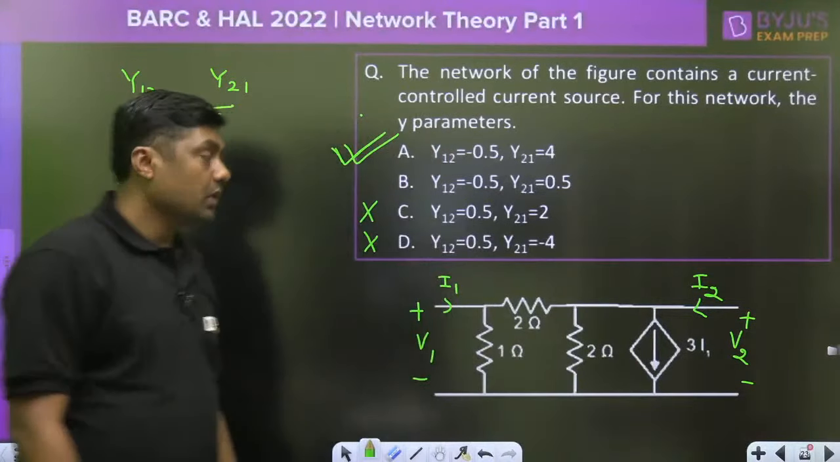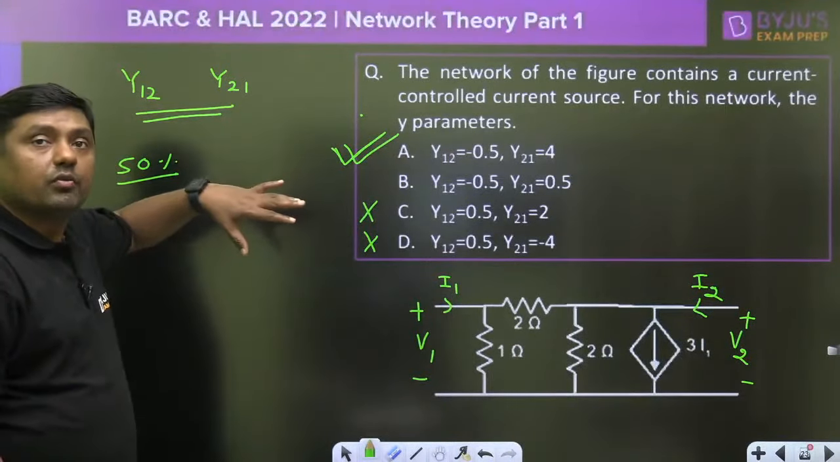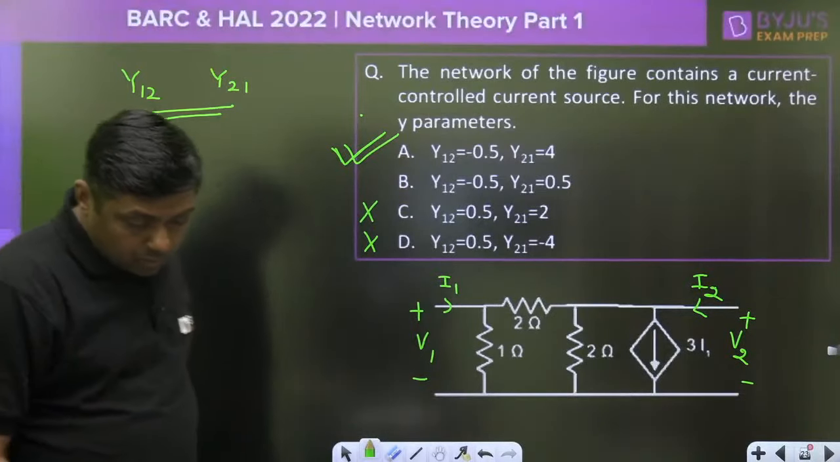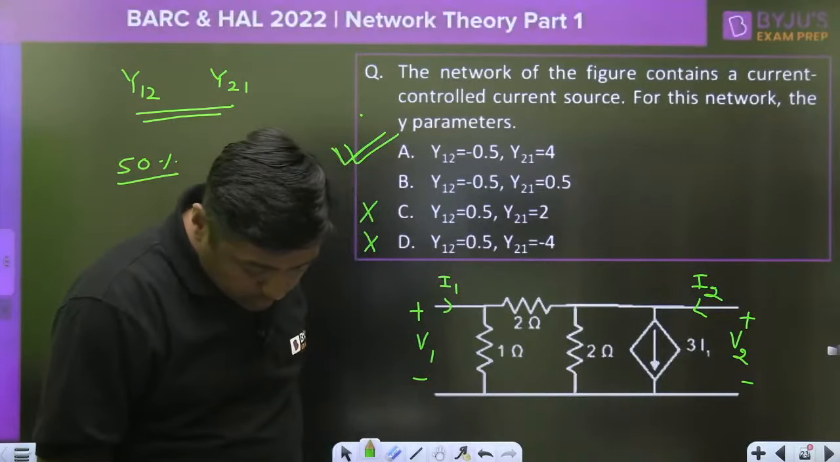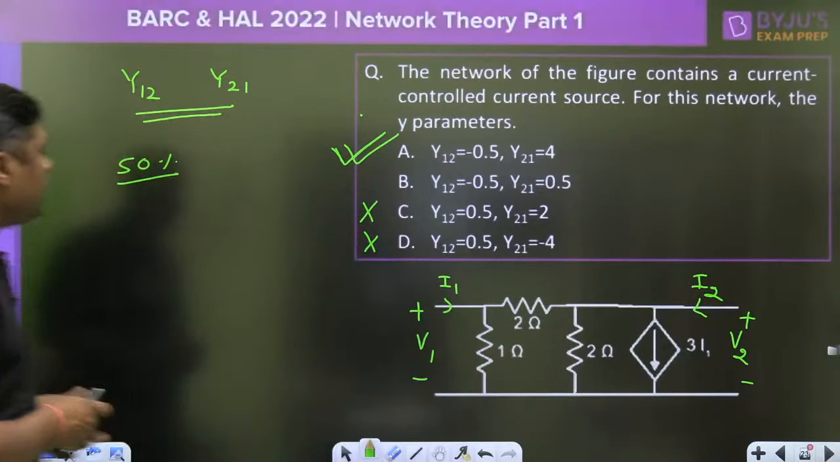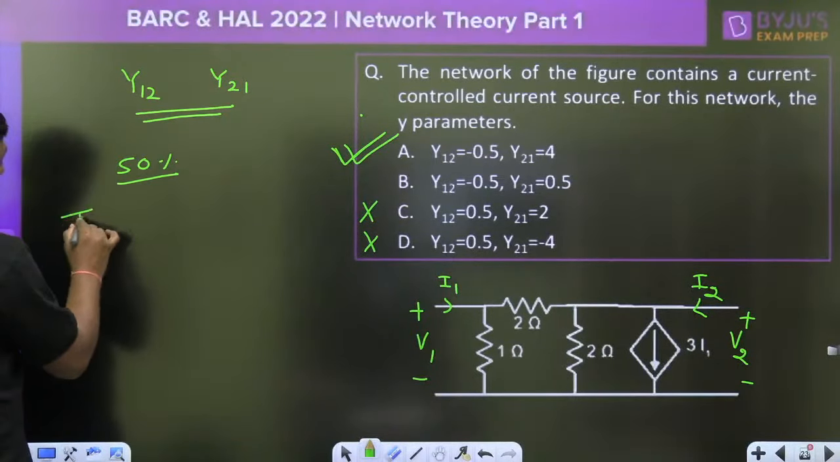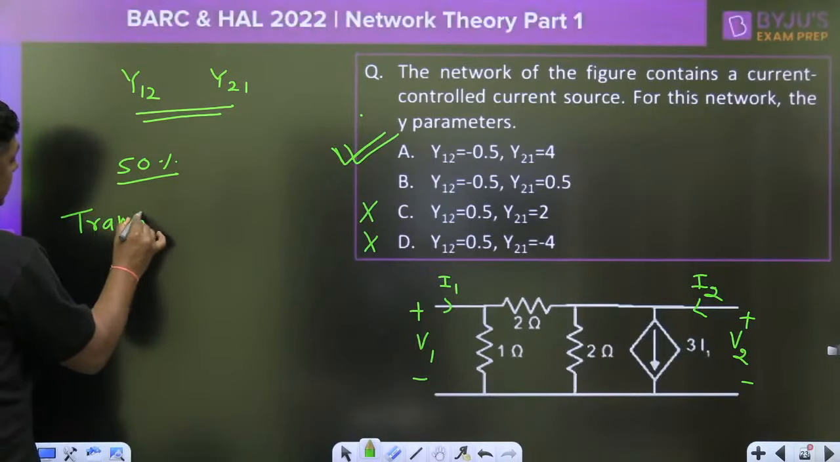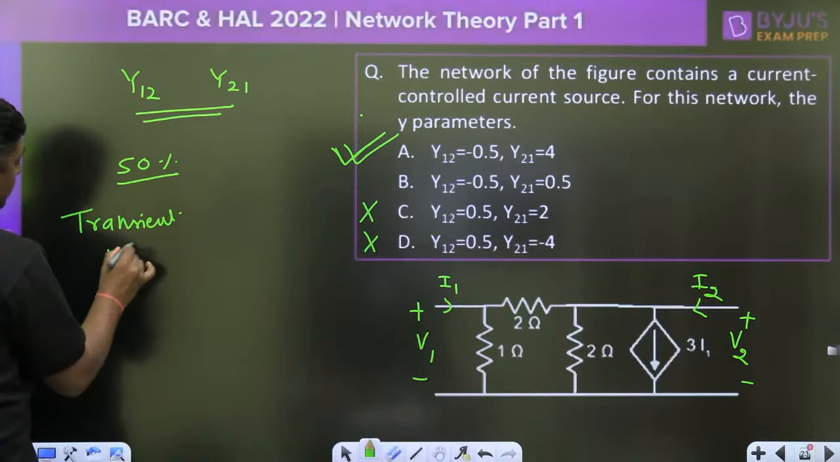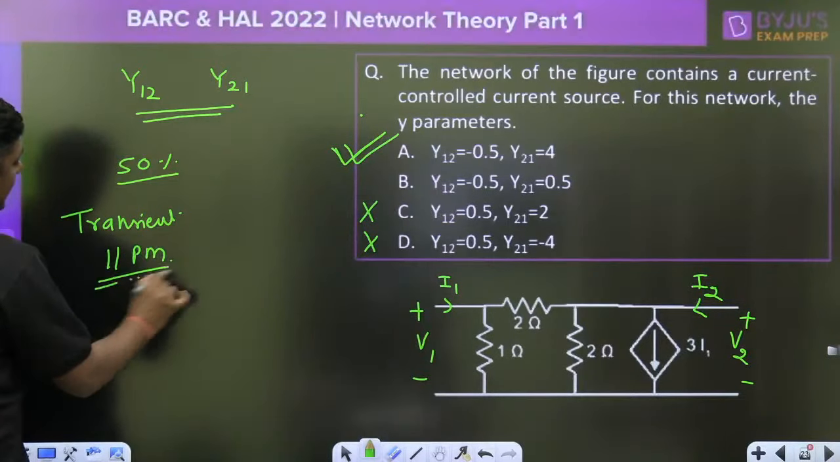Okay. Now, you people are busy with your comments, no problem. We will discuss the next question. Please, you also have to come tomorrow. If you want to get some important questions from transient, first order and second order transient, then tomorrow at 11 p.m., same timing, BARC and HAL.